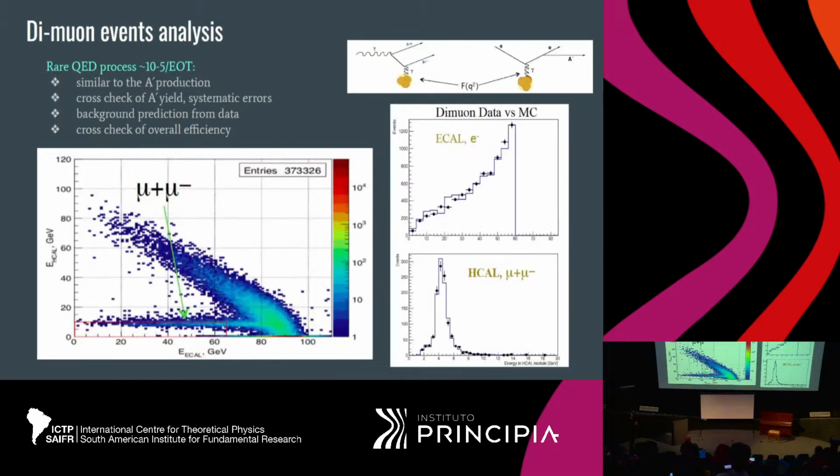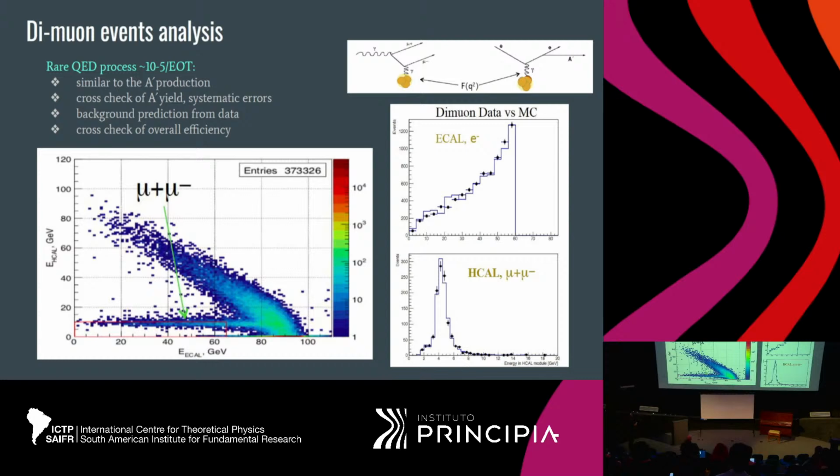So an important standard model process for the calibration of an NA64 experiment is the so-called dimuon production. From the point of view of the kinematics, this process, which is the radiation of a pair of muons from an incoming electron, is basically the same as your signal, obviously.